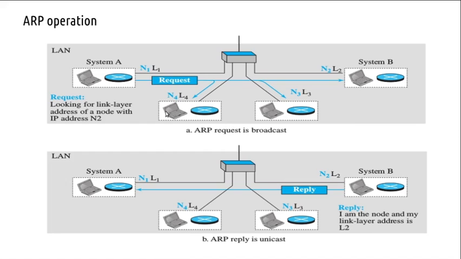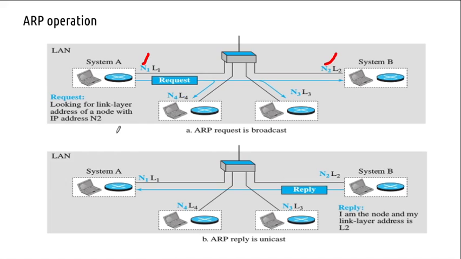Right. So basically, if you take any system, say it wants to send this data. First we will take the example of a single network. Here A wants to send some data to system B, and it doesn't know the link address of B. A knows the IP address of system B, N2, but it doesn't know the link address.